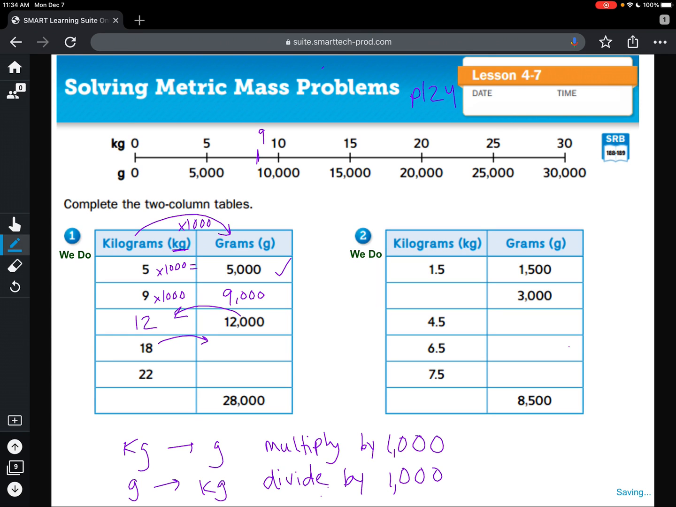When I go from kilograms to grams, I'm going to multiply by 1,000. So I have an answer of 18,000. Then I have 22 times 1,000, which gives me 22,000. And then what do I need to do for my last step? I'm going from grams to kilograms, so I need to divide by 1,000. 28,000 divided by 1,000 is going to give me 28.